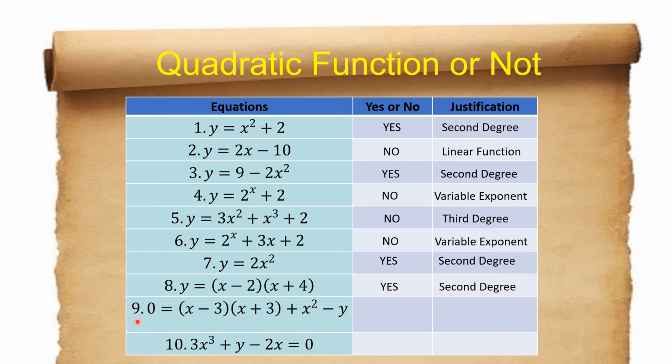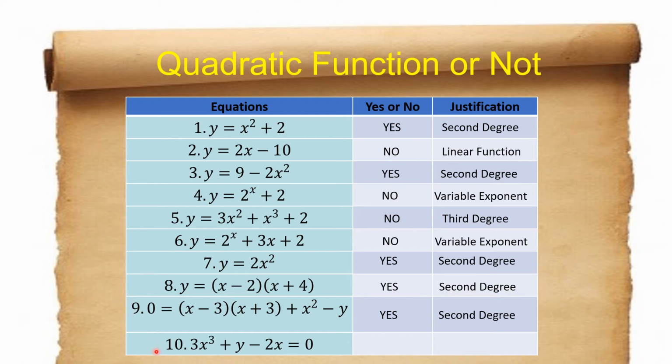Number 9. In number 9, if you're going to multiply this sum and difference of two binomials, so you have x times x, x squared, negative 3 times positive 3 is negative 9. So, this is x squared, minus 9 plus x squared. So, you have 2x squared. So, it is still in the second degree. And then, this is your y. If you're going to transfer this at the right side, magiging y equals. Hindi na siya negative y. Left side pala. So, negative y transfer to the left side. It becomes positive y. Okay, so this is yes. It is in the second degree.